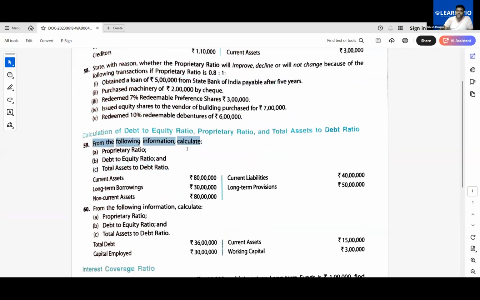From the following information, calculate proprietary ratio, debt to equity ratio, and total asset to debt ratio. So current assets is given, current liability, long-term borrowing, long-term provision, and non-current assets. You have solved these types of questions, many questions, yes? Yes, I have. Can you try this, or should I solve this one? Can you solve it for me?